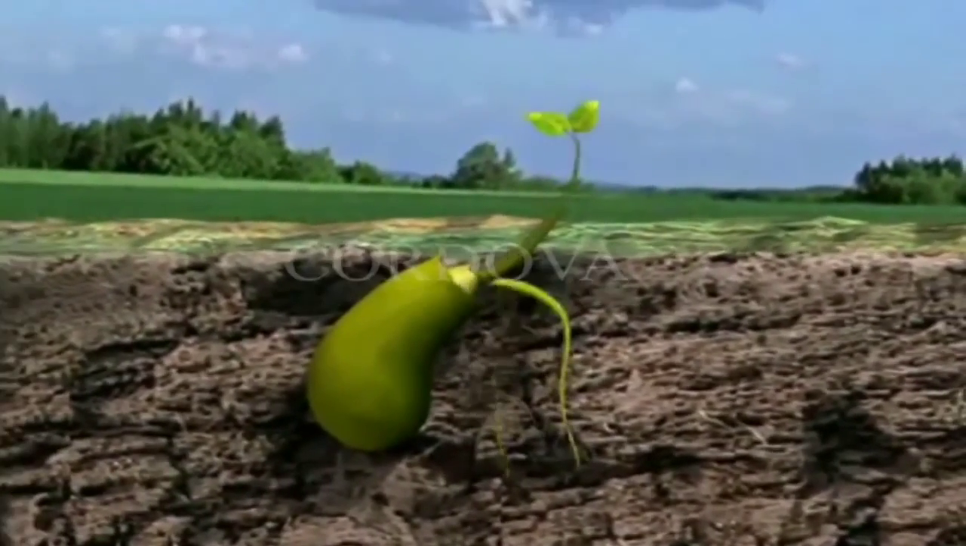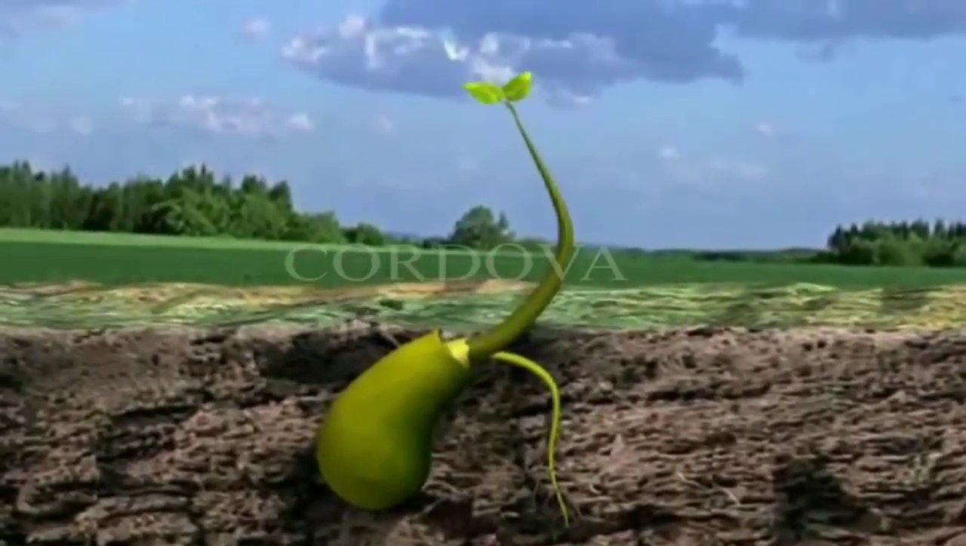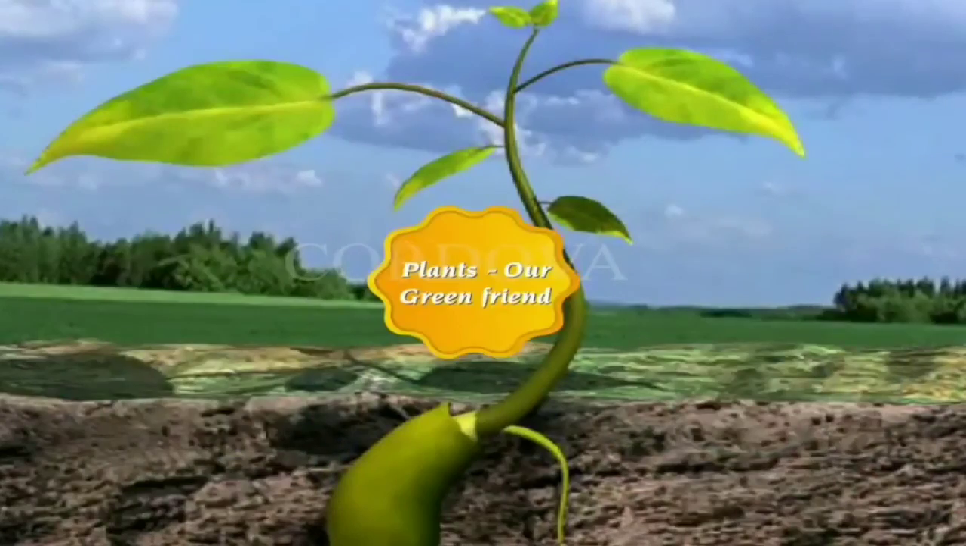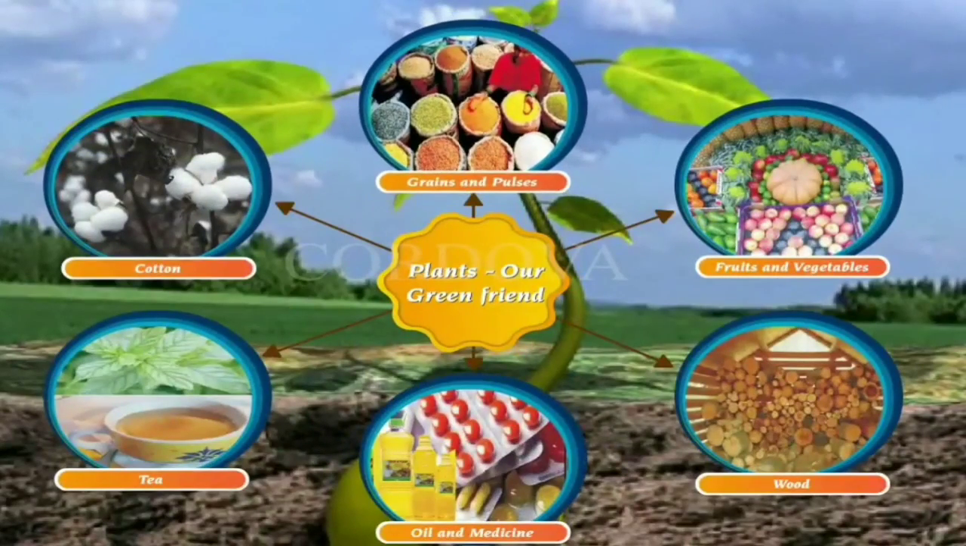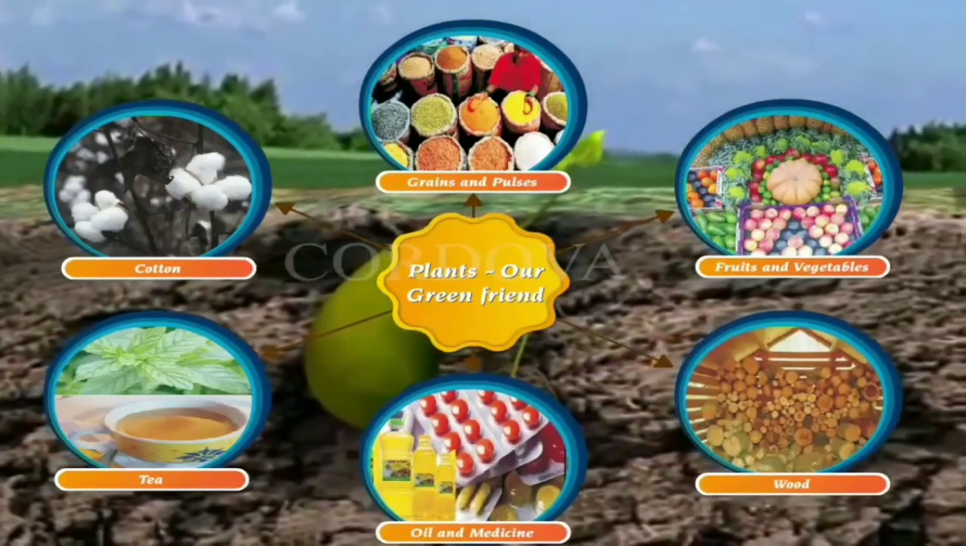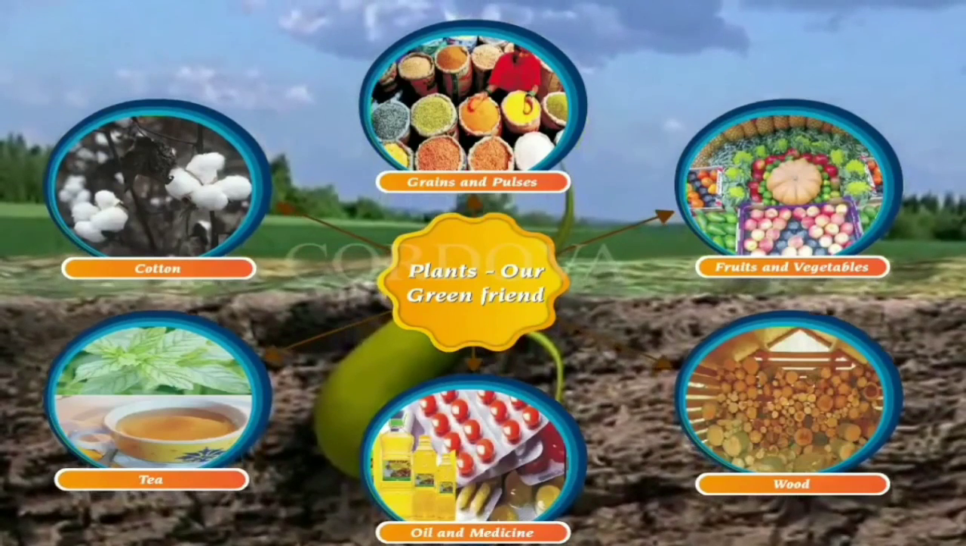We all depend on plants to survive. They help us in many ways. They give us food to eat, medicines to cure, oxygen to breathe, and fibers for cloth. Plants, therefore, are called our green friends. Without plants, we cannot live. So, we must grow more and more plants.